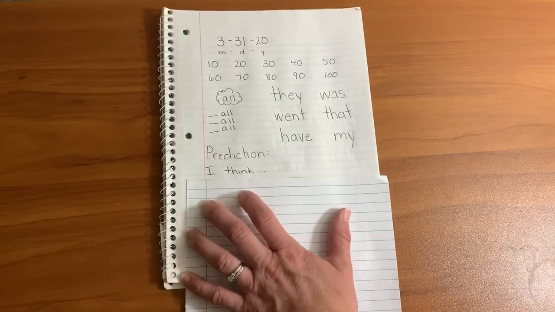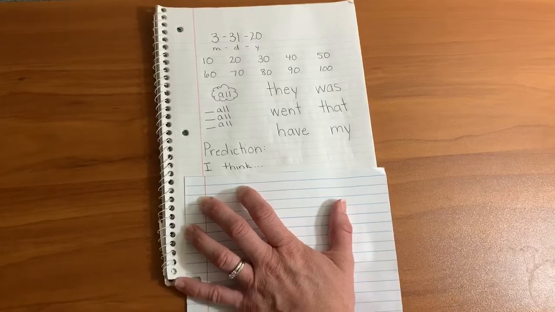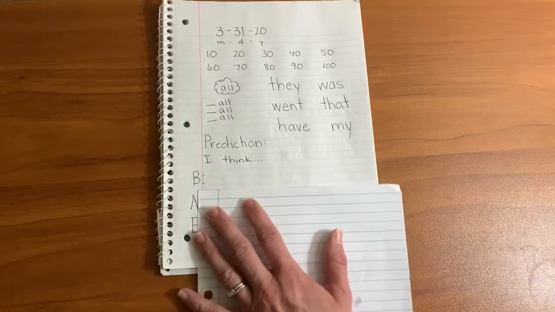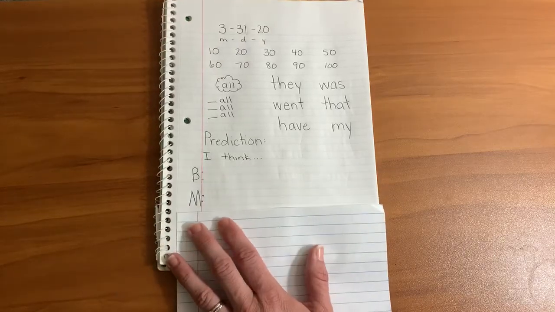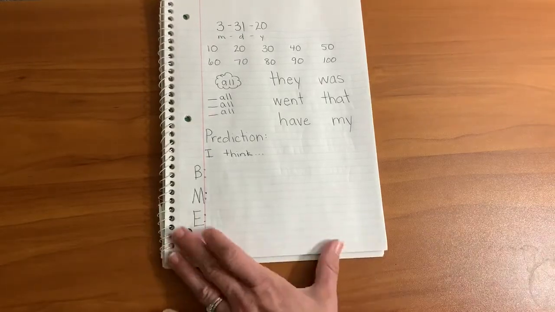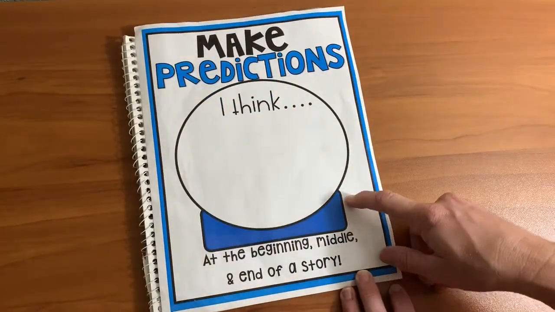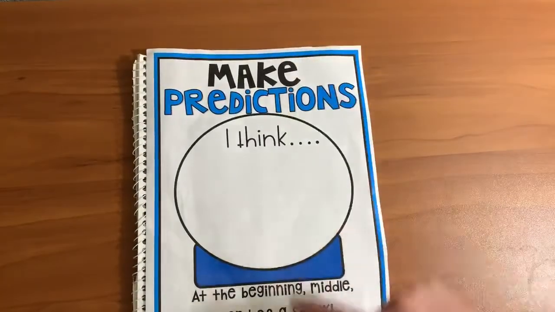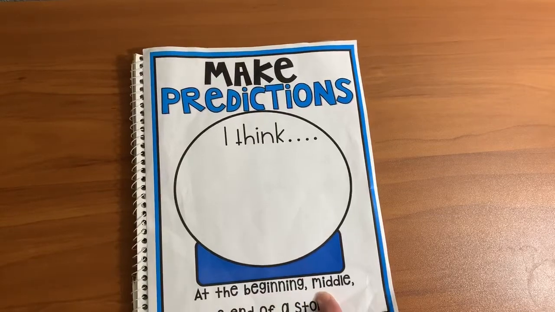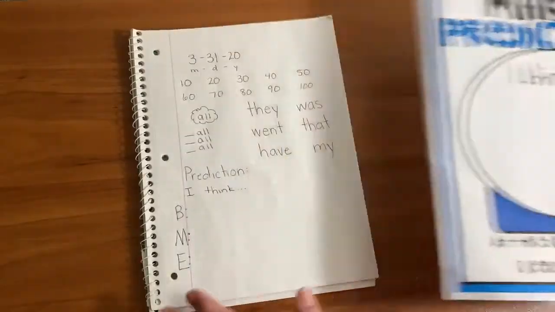Oftentimes when I'm making a prediction, I start with the word I think. Here is just my guess based on the title and based on the pictures, what I think the story will be about. And I can talk about what's going to happen at the beginning of the story, the middle of the story, at the end of the story, and then compare that after I read. Was I right? Was I not right? Here I've got a little prediction crystal ball. I predict. Making predictions. Here's what I think is going to happen at the beginning of the story, the middle of the story, and at the end. When I'm done reading, I can go back and check my prediction.